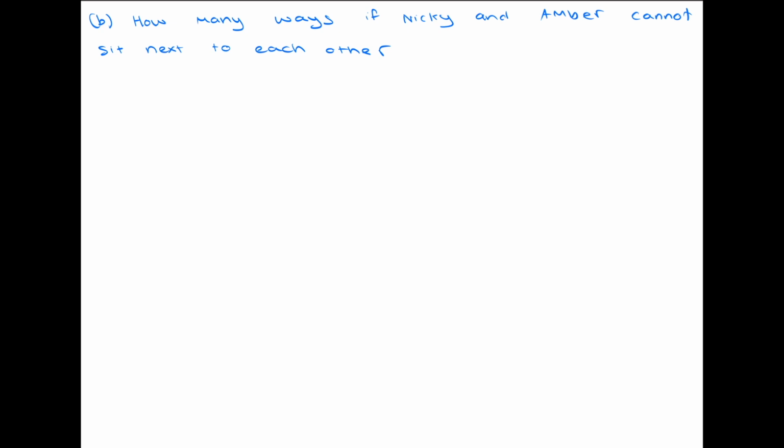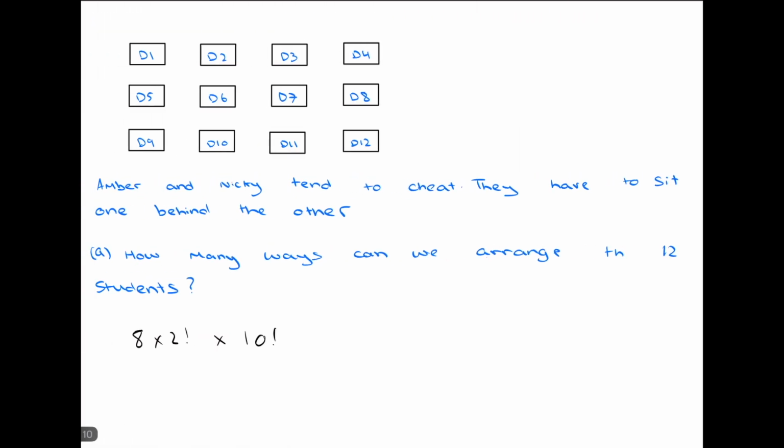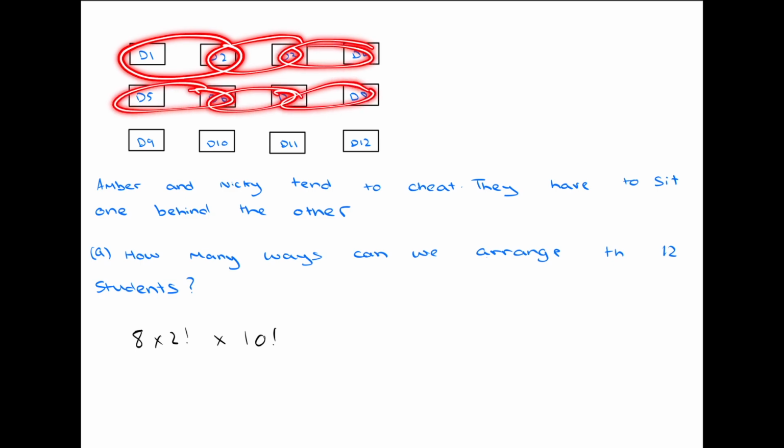When we look at next to each other, it's like this. Nikki can be here and Amber can be here, but we don't want this, so this is one way they can sit. 2, 3, 4, 5, 6, 7, 8, 9.